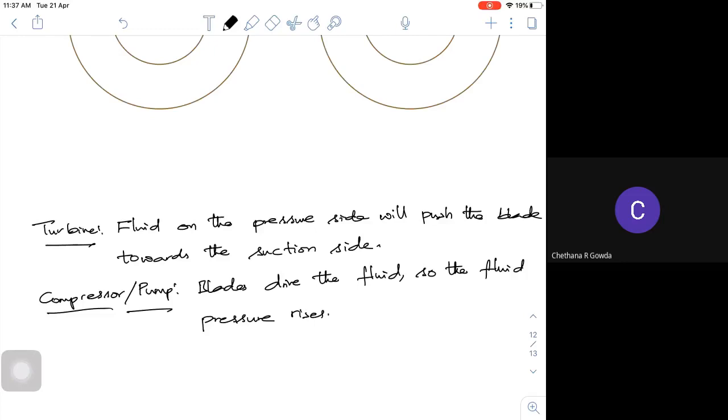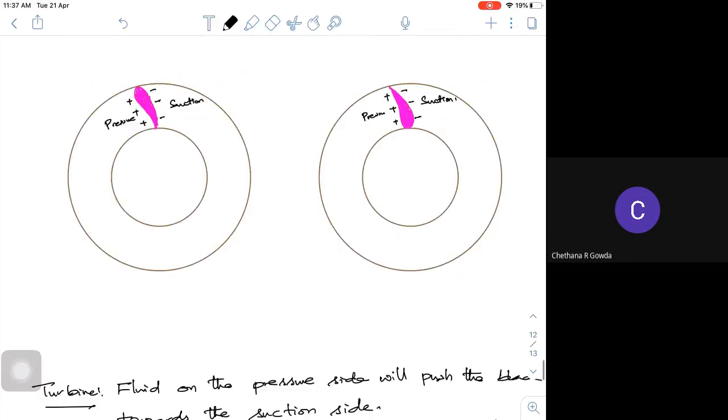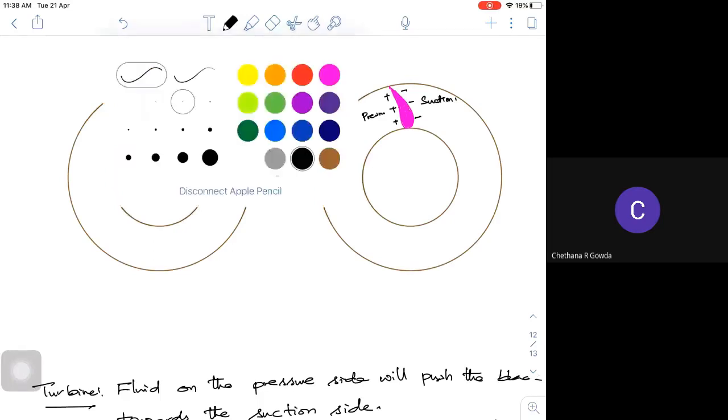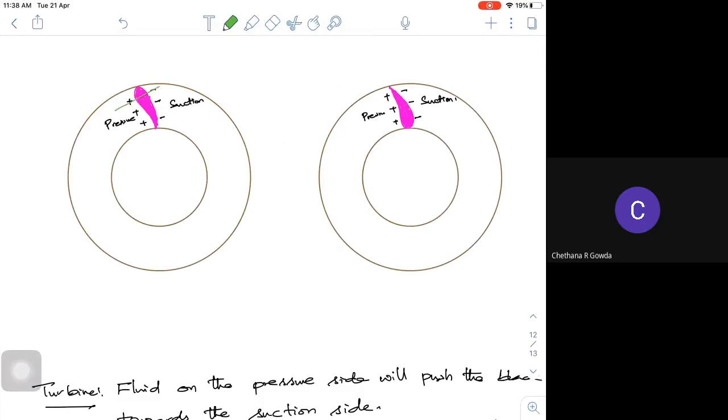Fine. What should be the direction of the compressor or a pump if I go by this particular thing? What will happen? Now the pressure is in such a way that this has to rotate. Say this fluid will be pushing this, so from pressure side to suction. So your concave surface will be driving your fluid in this direction. So your concave surface has to push the fluid. This is in case of a compressor.